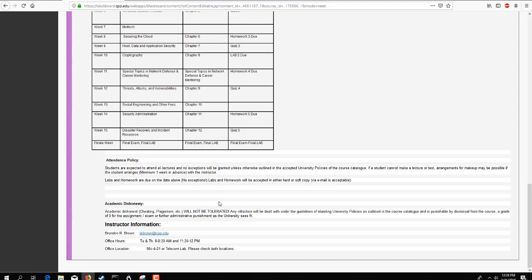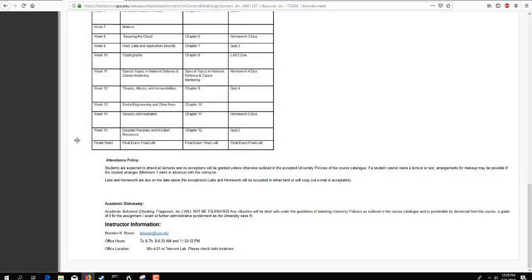My office location is 98C421. Although I'm never there, I am in the telecommunication labs, which is directly across the hallway from my office. If you don't know where the telecommunication lab is, I believe it is 98C436, but don't quote me on that. It is right off of the elevator on the 4th floor of the building.